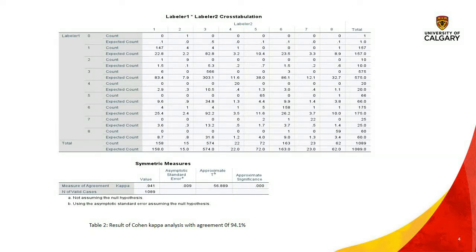So we have this table for the different README file section codes for each labeler, and it displays the count of each code, the expected count, and at the end of the day, we're able to get a very good score of around 94.1%, which is very close to the earlier result we got using a simple percentage agreement tool.